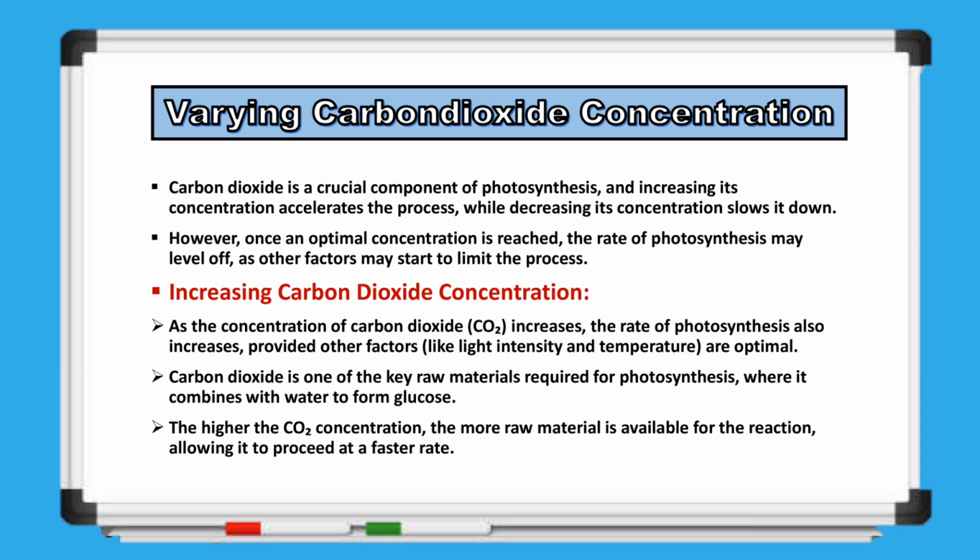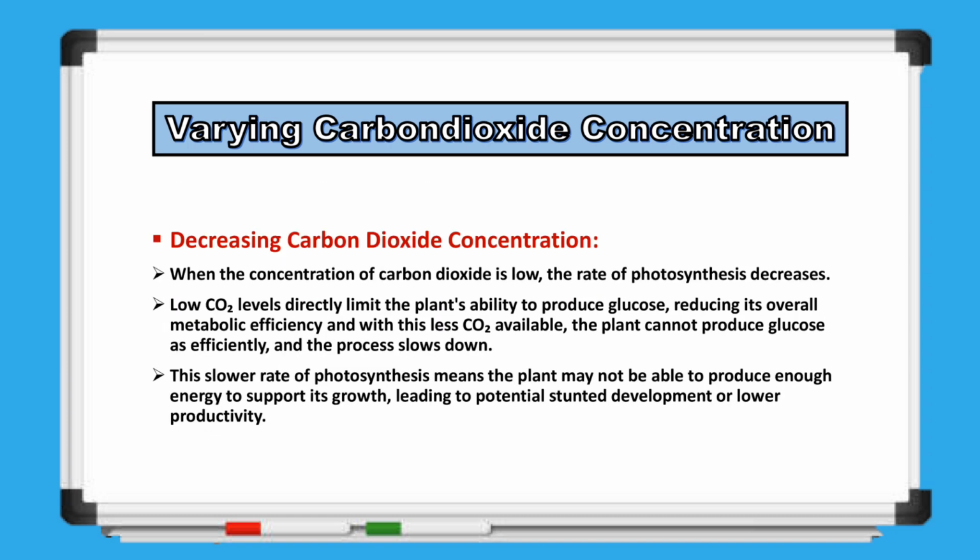The more carbon dioxide there is, the more raw material the plant has to work with, and that helps the process move along faster. But there's a limit. Once the plant gets enough carbon dioxide, increasing it further won't make much of a difference. At that point, something else, like light or temperature, might become the limiting factor, and the rate of photosynthesis levels off. And now let's look at the other side, that is, what happens when carbon dioxide levels drop.